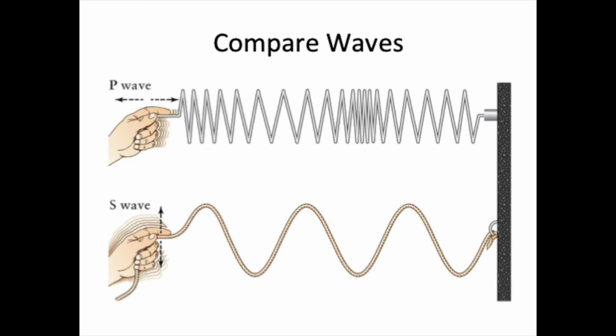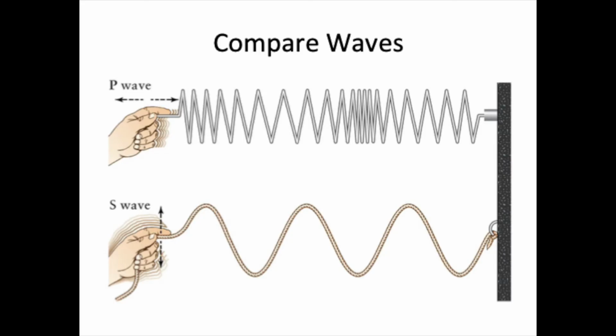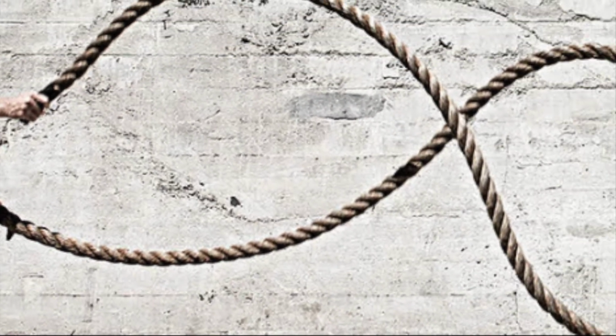Sometimes it's better just to take a look in a diagram. Compare the two waves. P wave is like a compressional wave. You think of it like a slinky going back and forth. An S wave is more like a transverse wave, which is much like a rope as you jiggle it in your hand.